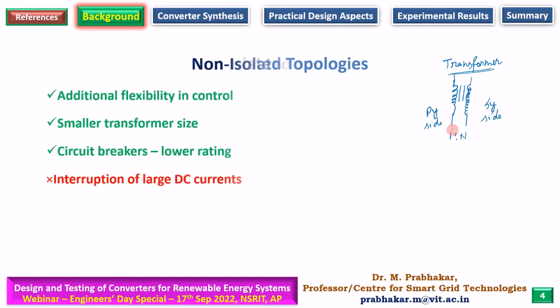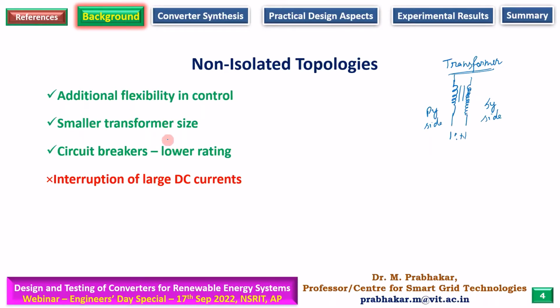The other method is don't use a transformer at all. Just have switches and other arrangements, inductors, capacitors, and other arrangements. That's what myself, Amleshwari, and our team have done. We were working on non-isolated topologies, which do not have transformers. It will not have any transformer. We are just going to have coupled inductors, diodes, capacitors, etc. The difficulty is going to be interrupting large DC currents. We may not need a transformer.